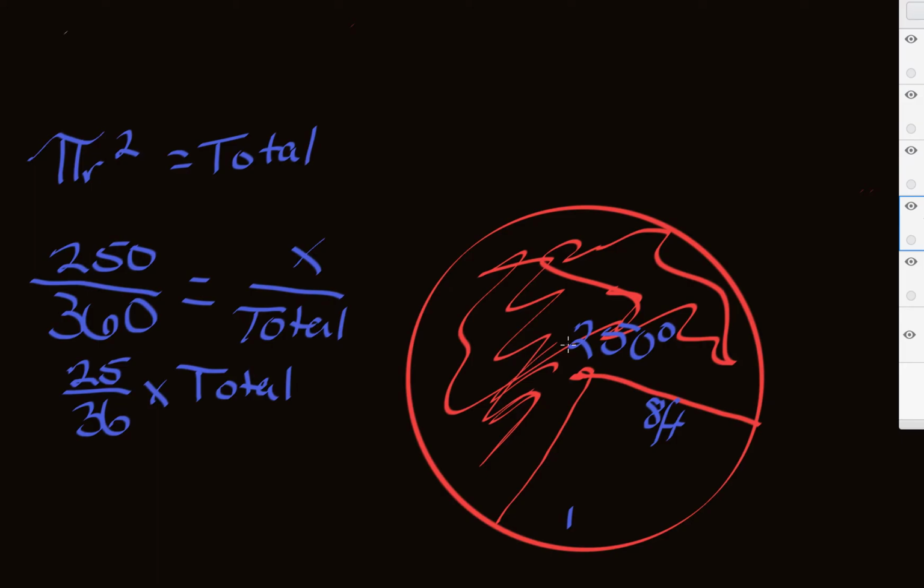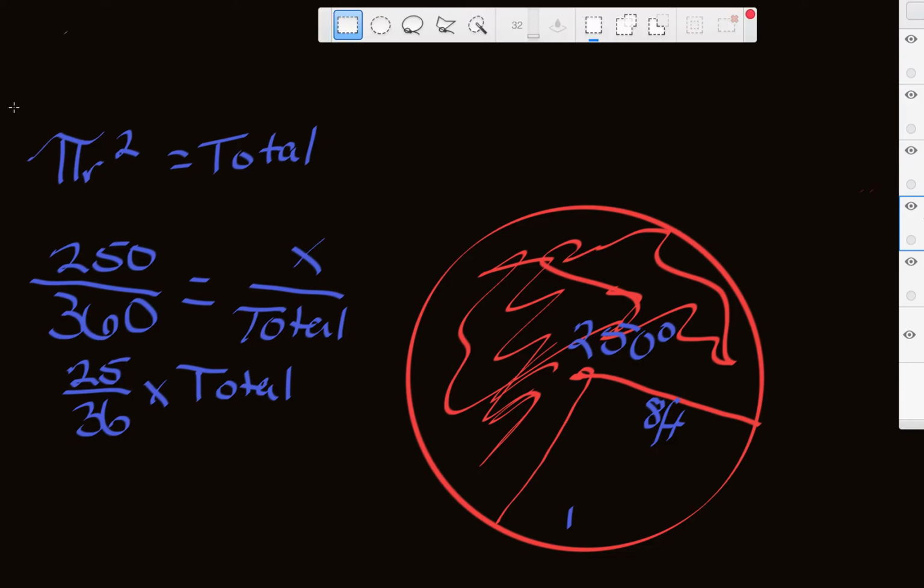If that's 8 feet, you just put it in r: 64 pi. That's my total, and then multiply it by the ratio. So it should be very easy. So I'm going to move on. If you have questions, just let me know later on.